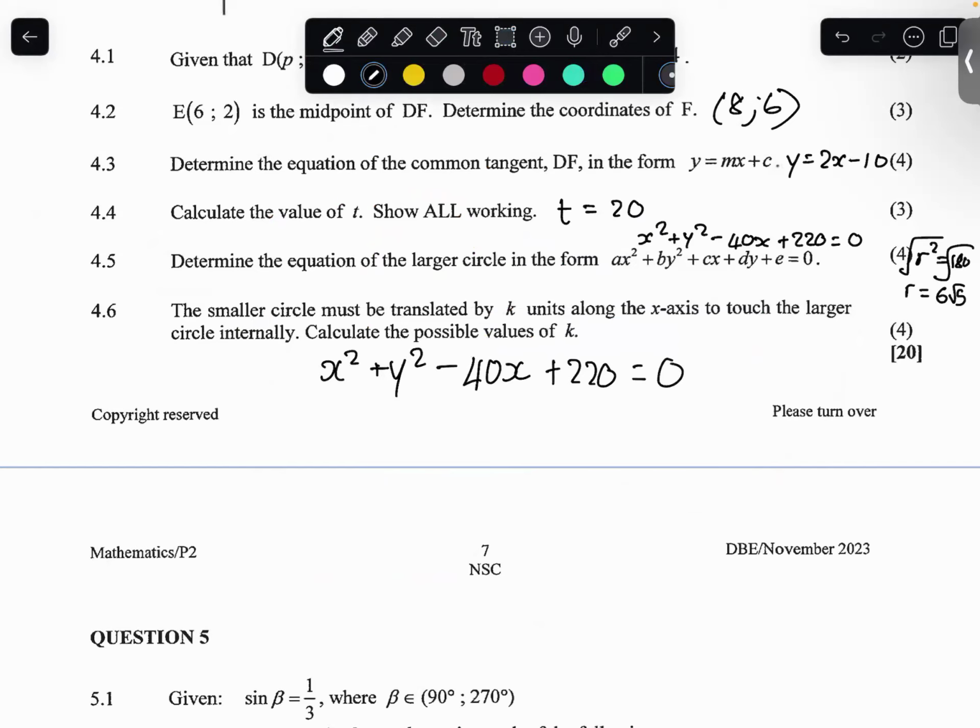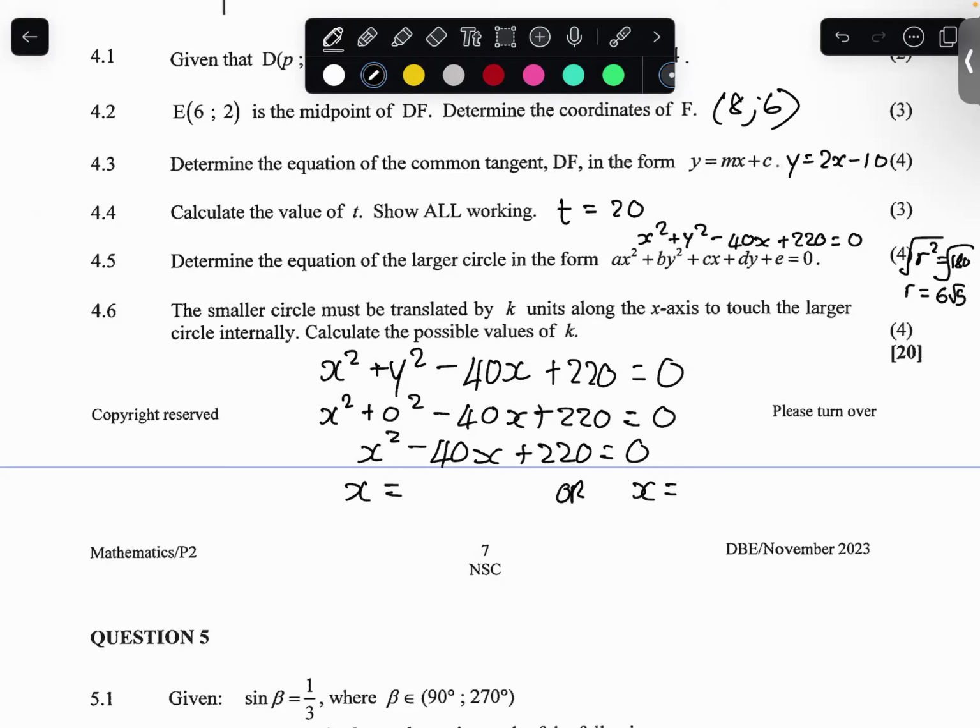Here's the bigger circle's equation. I'm going to find the x-intercept by making y equal to 0. So this is x squared plus 0 squared minus 40x plus 220 is equal to 0. That gives me x squared minus 40x plus 220 is equal to 0. And my x-intercepts end up being, let me punch that in, 20 plus 6 root 5 is the first one, and 20 minus 6 root 5 is the second one.